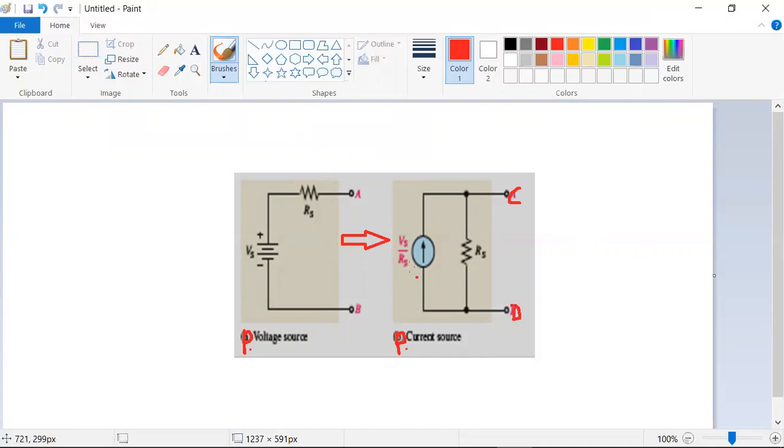Here, how does this Vs by Rs come to the picture? Let me understand. For the non-ideal voltage source with the terminals A and B, it has the resistance of Rs, with an ideal source. Then the non-ideal current source with the terminals C and D also has the resistance of Rs. Instead of Rs you can mention Rp also; Rp or Rs are both the same, no need to worry about that.